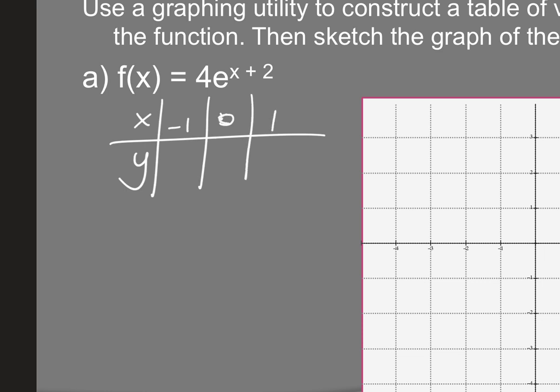And there's 2 ways to do this. One is do 4 times e to the negative 1 plus 2, type that whole thing in the calculator. Or simplify it: 4e to the first. And then you could do 4e to the 0 plus 2, and you could do 4e to the 1 plus 2. This is one option. What's the other option?